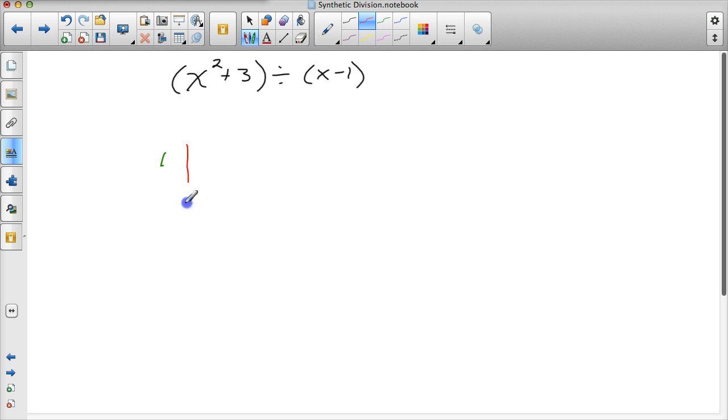And I write my symbol, remember, an upside down long division symbol. And now I have to put my polynomial inside. I'm only using the coefficients. I notice that the coefficient of x squared is 1, so I write 1. And then I need the coefficient of x, but there is no x, so my coefficient is 0. Finally, I have my constant term, which is 3. Again, I have to have that x squared term, the x term, and the constant term. I don't have an x cubed term because there is no x cubed in my polynomial.